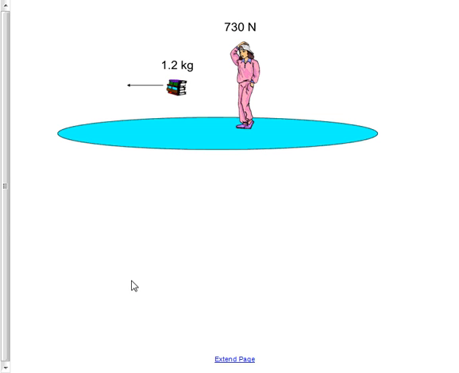Okay, now we have a kind of a hypothetical situation. A physics student finds herself in the middle of a frozen pond, and unfortunately the pond has no coefficient of friction at all, so she can't go anywhere. Okay, so she's stranded. So what's she going to do?